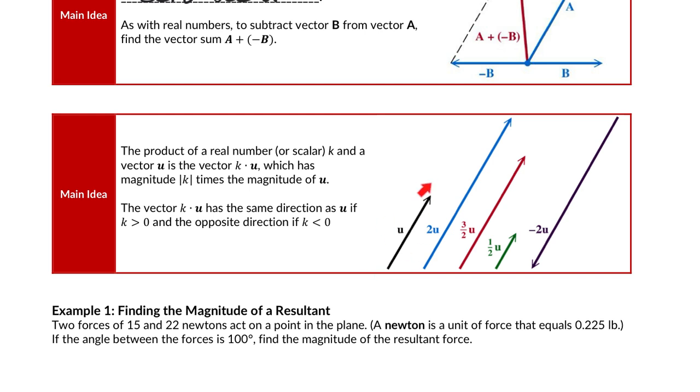So if you see here, this is u. This is 2u. You see how it's doubled? This is 1.5u. See how it's 1.5 times? This is half of u. This is half the size. Did any of those directions change? No, because we multiplied by a positive scalar number.